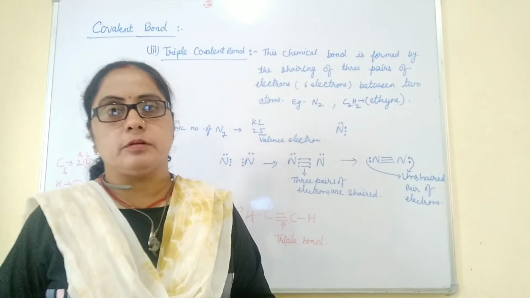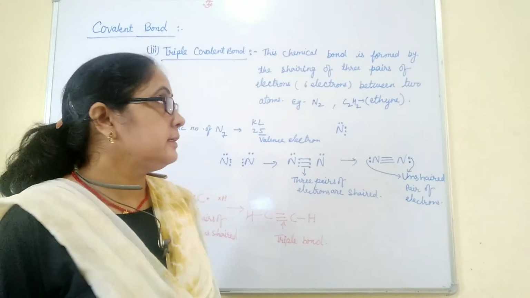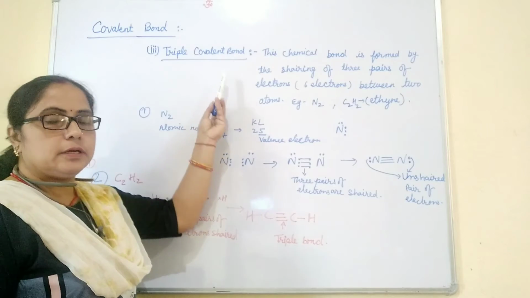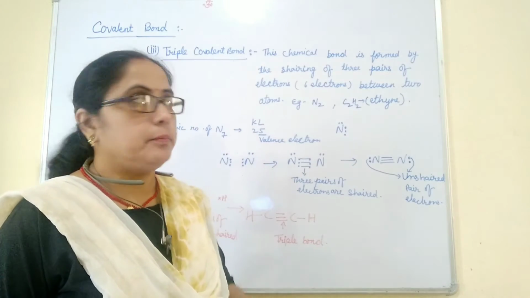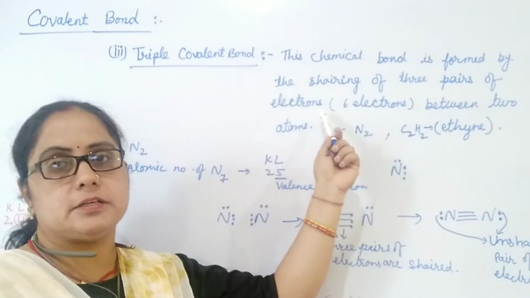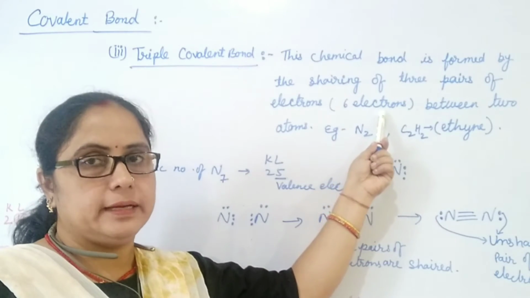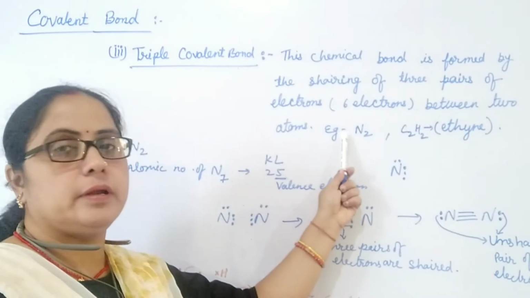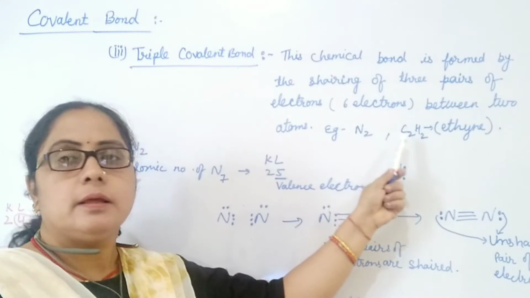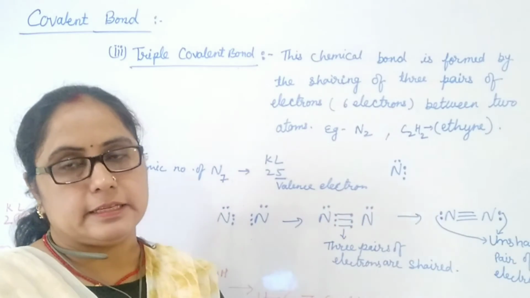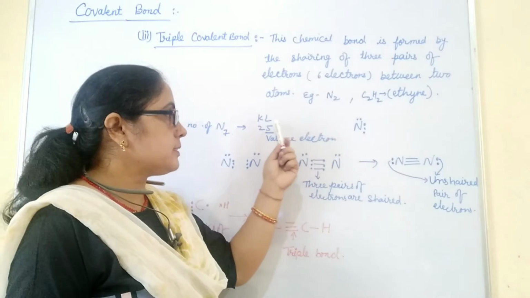Now the third type of covalent bond, that is triple covalent bond. Triple covalent bond is formed by the sharing of 3 pairs of electrons, meaning 6 electrons between two atoms, and mostly it is found in nitrogen molecule, ethyne molecule, etc. So how it is formed we will discuss now.